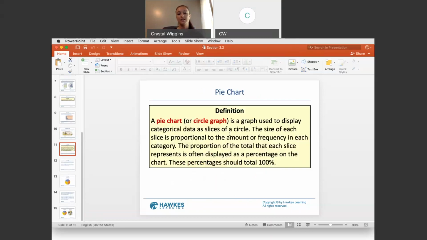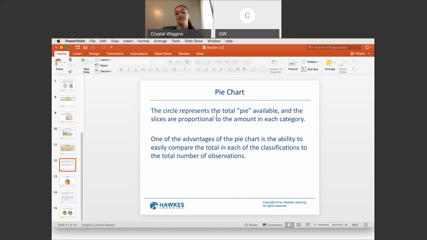A pie chart is a circle graph. Okay, so this is typically used to display categorical data, and you normally use the percentages because when we think of the pie slices, think of a pizza. If you have a really big pizza, you know it's taking up a larger percent of the total circle, and if you have a skinny piece of pizza, you know it's taking up the smaller percent of the total pizza. So the circle represents the total pie available, and the slices are proportional to the amount in each category.